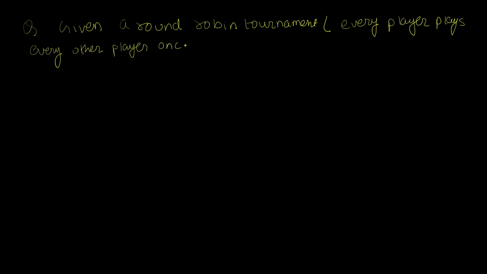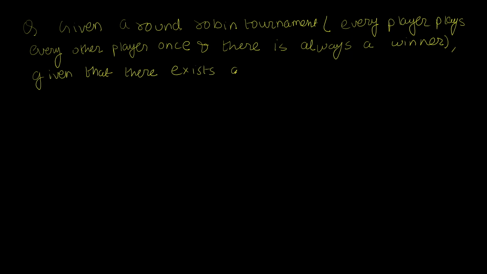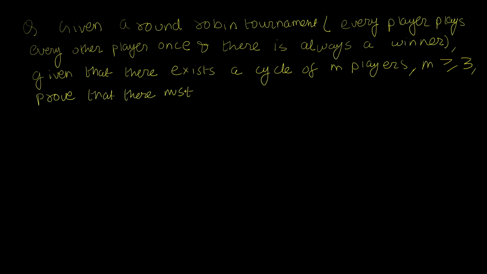Given a round robin tournament, every player plays against every other player exactly once and there's always a winner. Given that there exists a cycle of m players, where m is greater than or equal to 3, prove that there must exist a cycle of exactly 3 players.